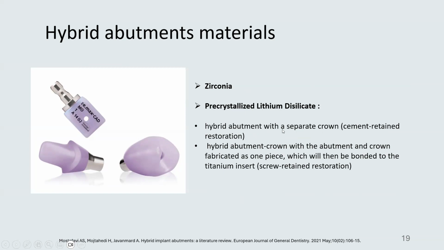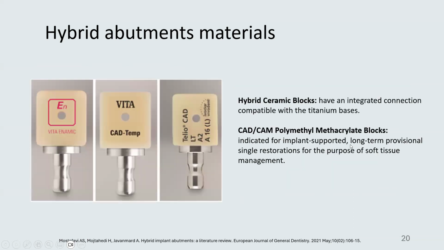So they can be used either as a separate abutment and crown for cement-retained restorations, or as a one-piece hybrid abutment crown, with the abutment and crown fabricated as one piece, as you can see here in the picture. It's usually made for screw-retained restorations. Okay, other materials include hybrid ceramic blocks, which have an integrated connection, as we said, compatible with the titanium base, the perforations here, and we have polymethyl acrylate to fabricate provisionals for implant restorations.